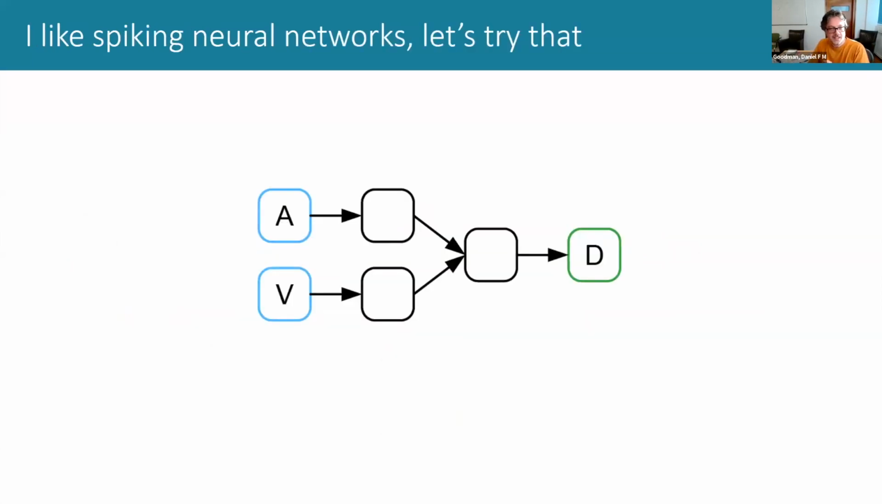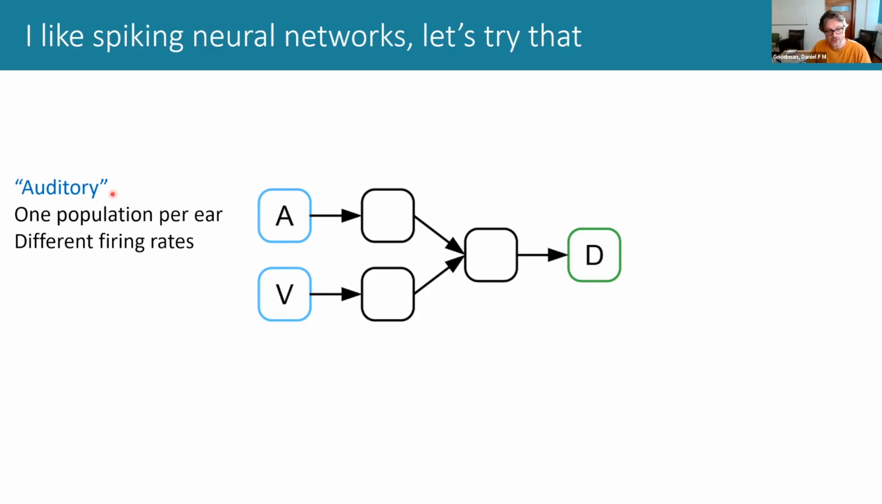Okay, and so as David said, I like doing spiking neural networks. So my first thought on starting this problem was to try and train a spiking neural network to solve this task. Let's try that. I did the simplest possible thing. So this is the architecture here. We have an auditory population. I've written auditory in scare quotes here because it's a very, very simple auditory model. There are just two populations and one is firing at a higher rate than the other. So it's like the simplest possible abstraction of an auditory situation.